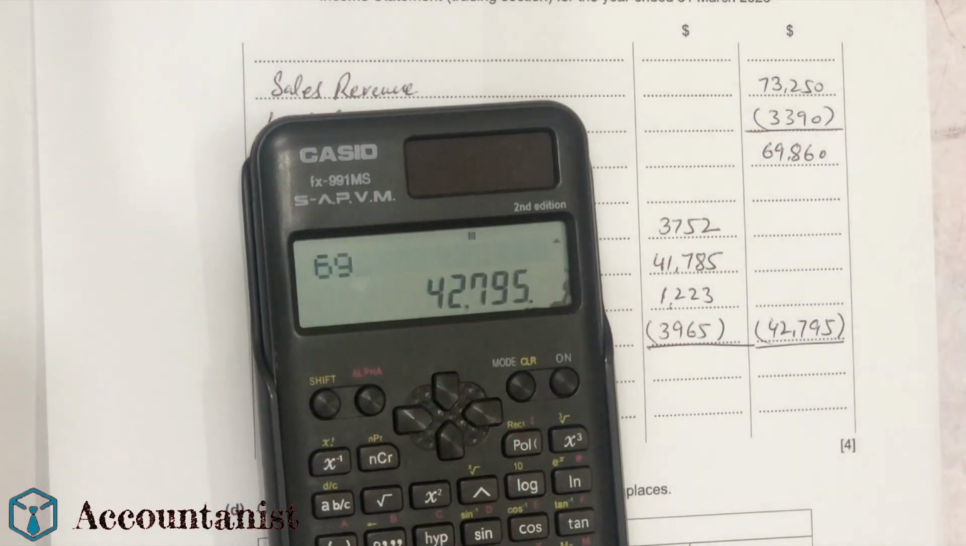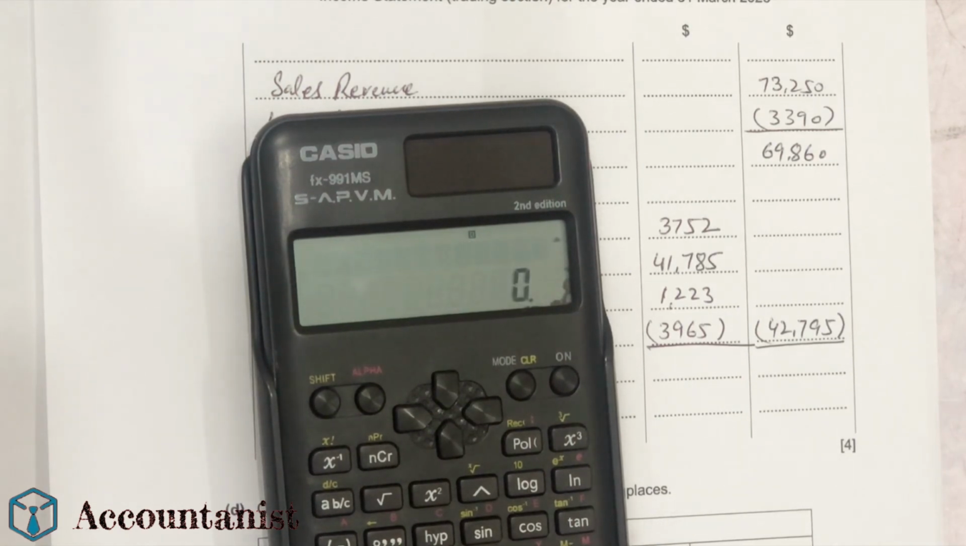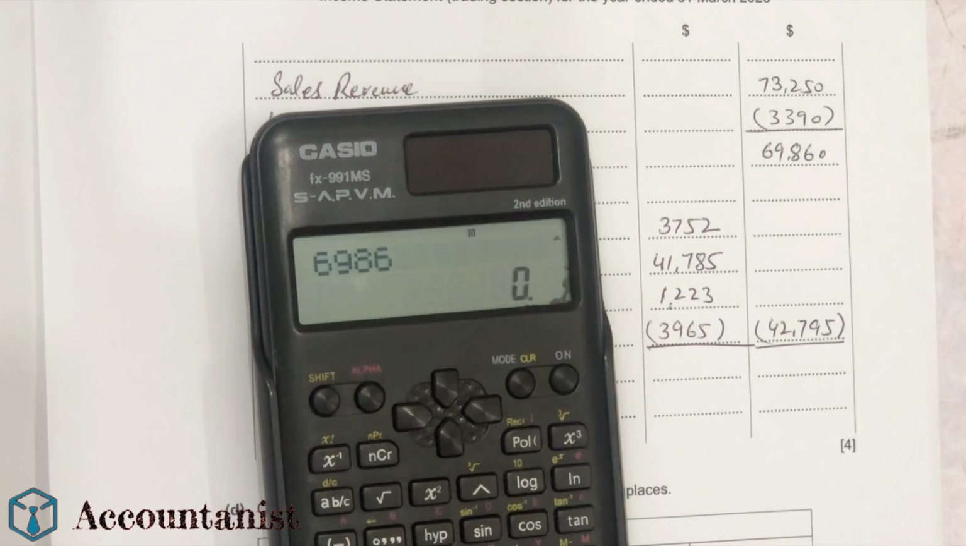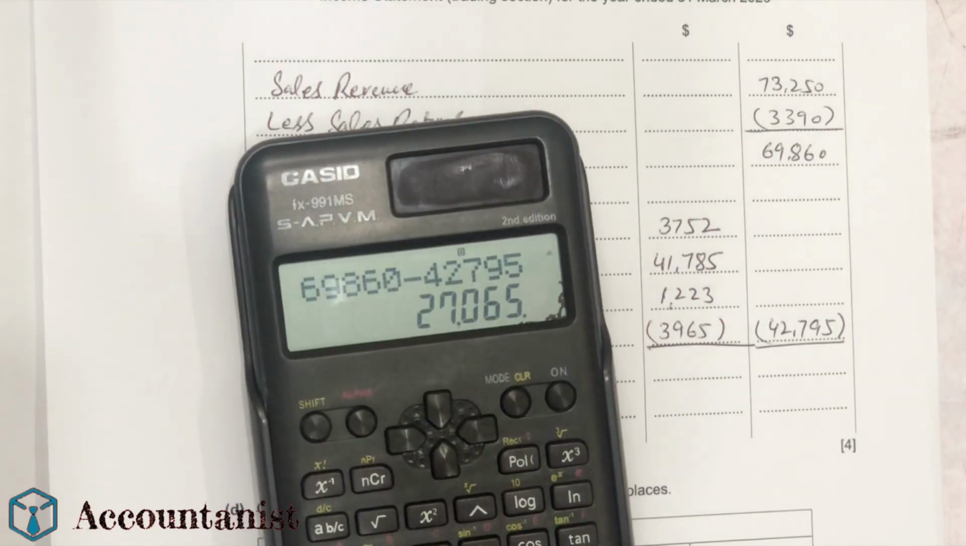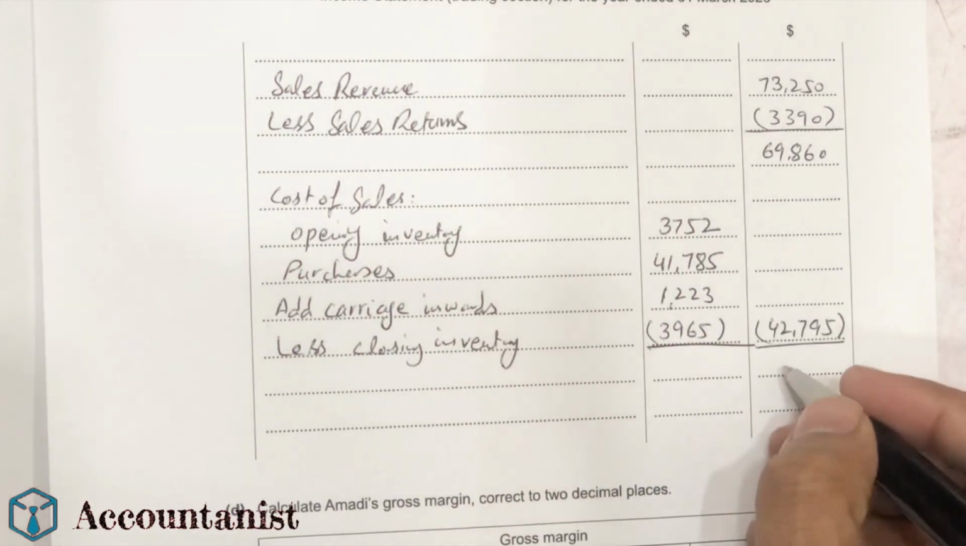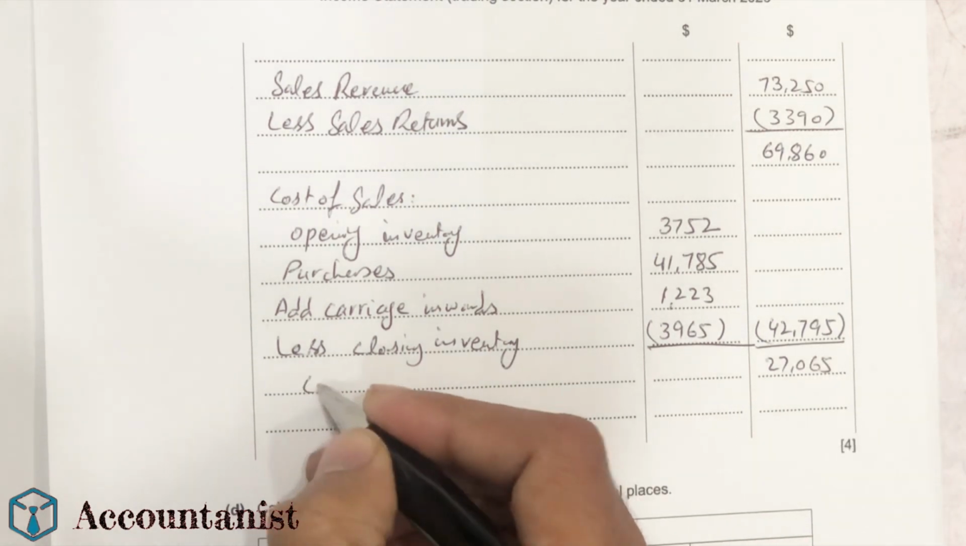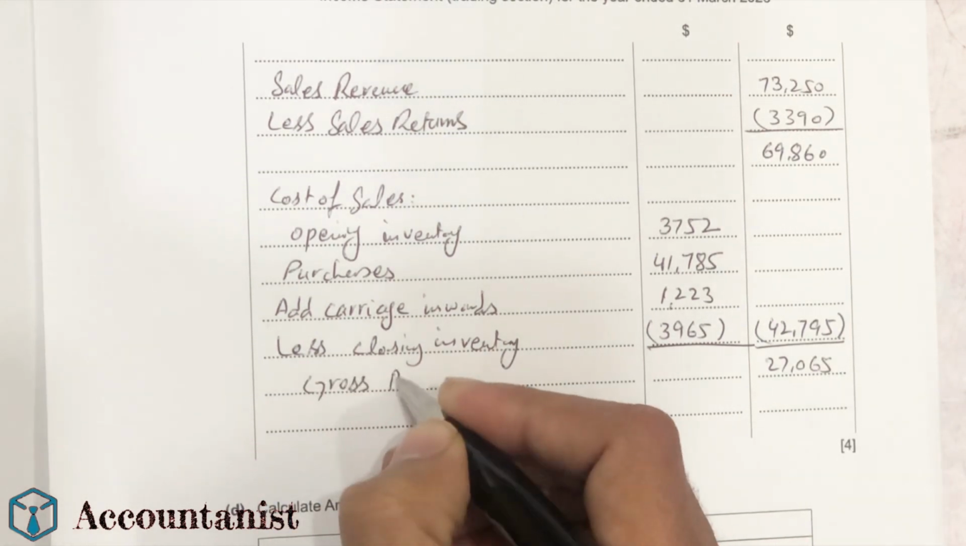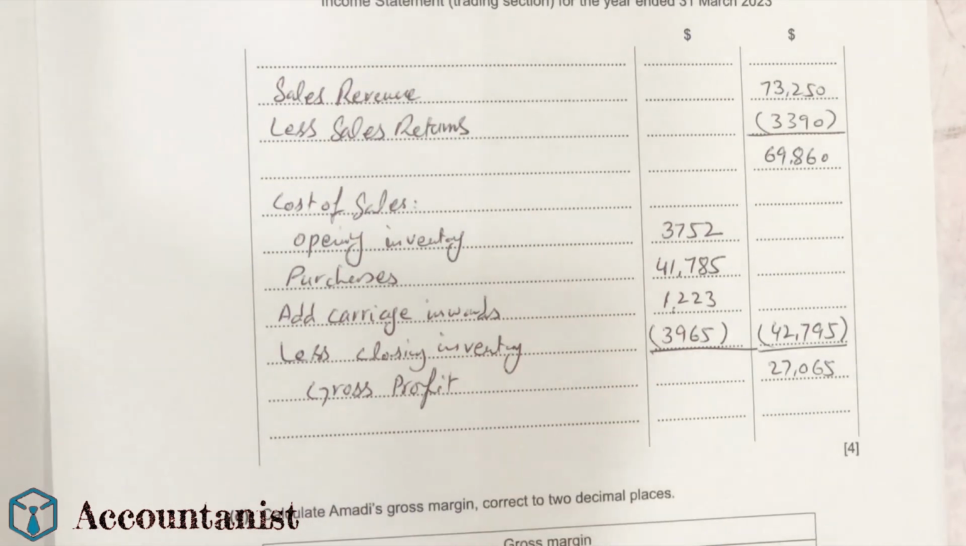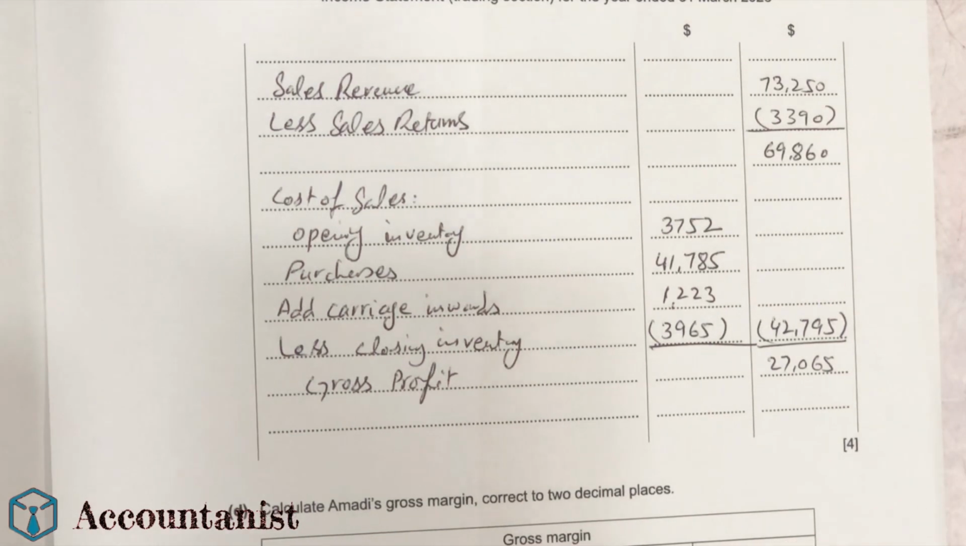So we have to deduct this from the figure above to get the gross profit. 69,860 less 42,795 gives me 27,065. So 27,065 will be the gross profit. So this was the trading section of the income statement, which gives the 4 marks.